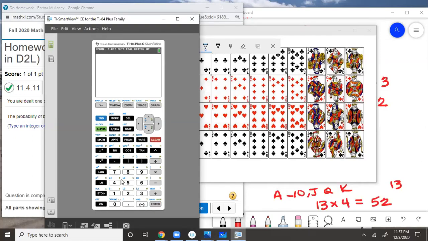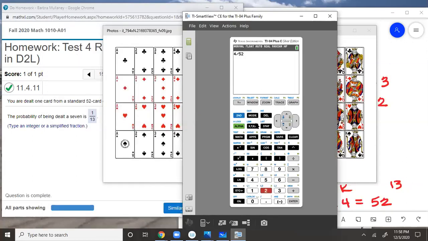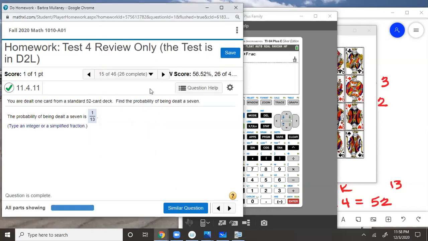So we're going to put that on our calculator. 4 divided by 52. We want this in reduced terms, lowest terms. So we're going to hit fraction. So math, enter, enter. So 4 over 52 reduces to 1 over 13.